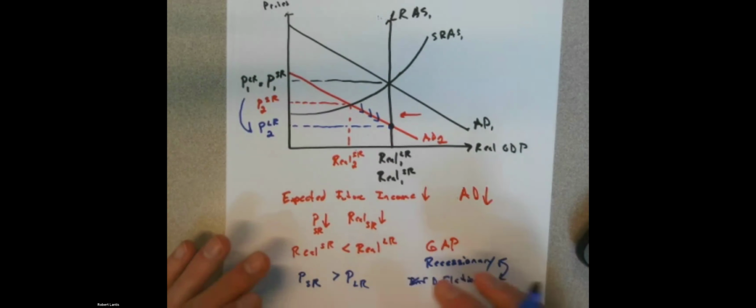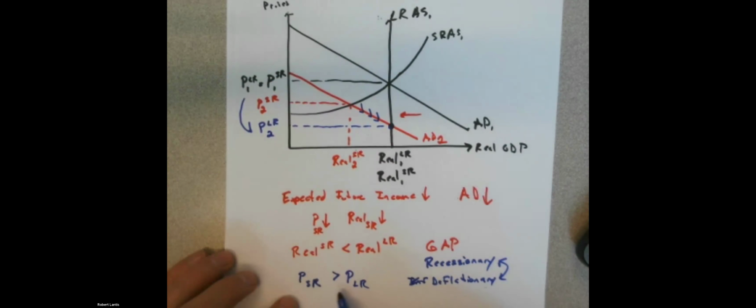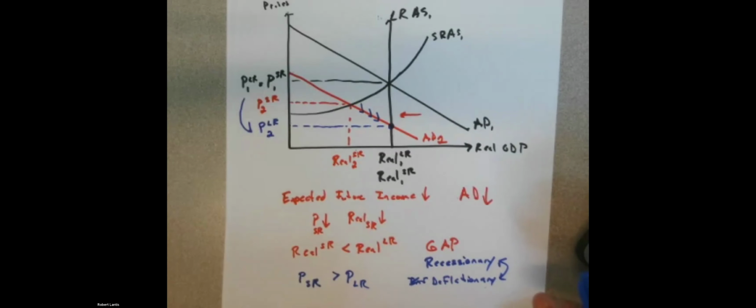It's just thinking about it differently. When output is lower, it's easier to think about it as a recession. If we know prices are currently too high, and they're going to be lower in the future, maybe it's easier to think about it as a deflationary gap. So I'm never going to give you these two terms at the same time, because they're interchangeable. Okay. Any questions on anything that we've got here? Okay.